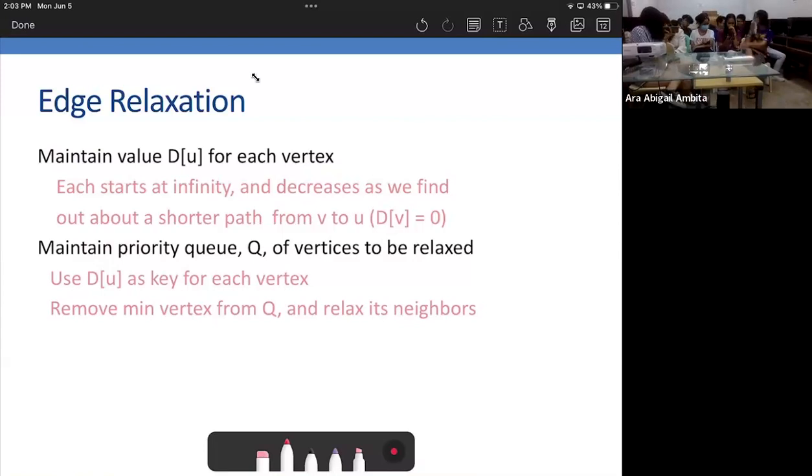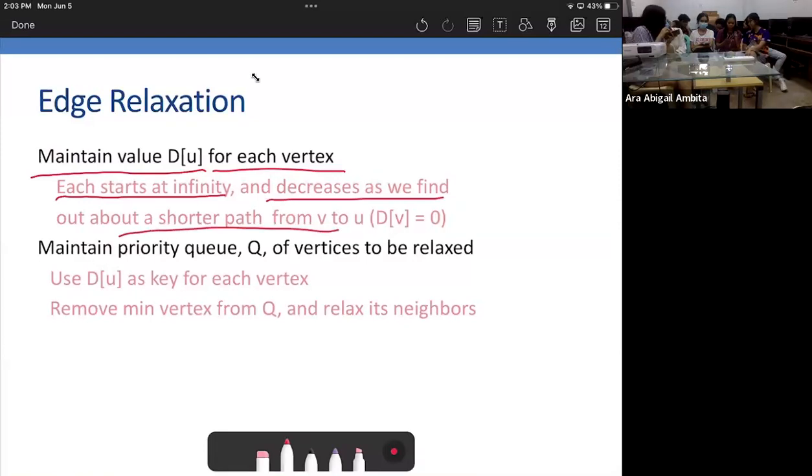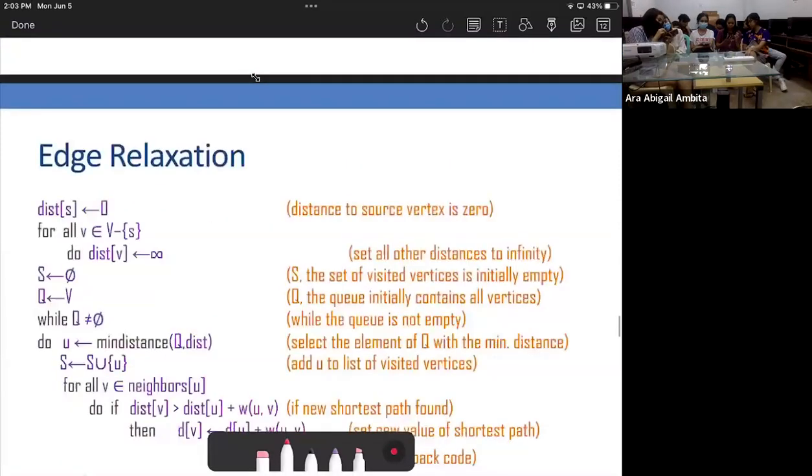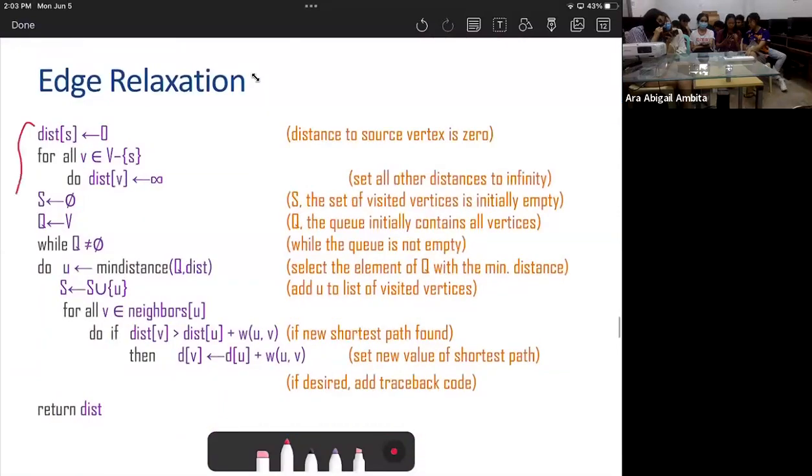Okay, going back. So, the edge relaxation. These are the distance going to that vertex. Distance going to, and a shorter path from B to U. And anyway, okay, later on that. This one, I will come back to this later.